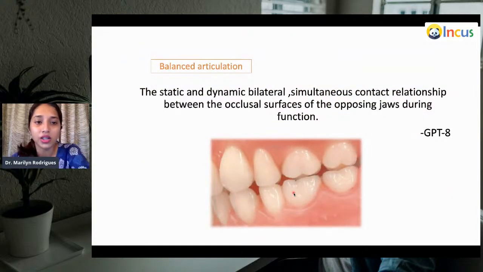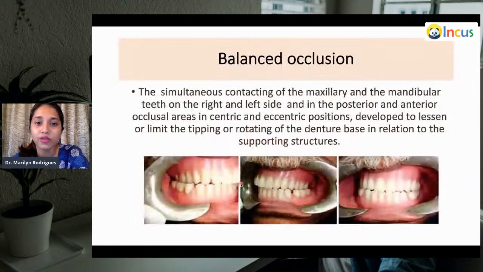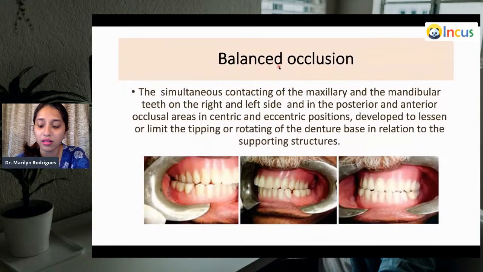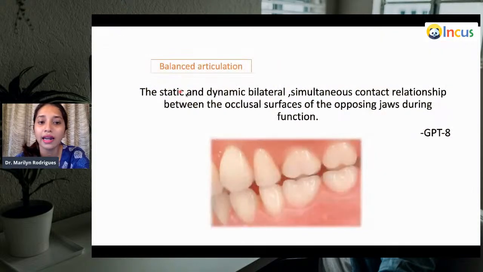Now, that was the definition of balanced occlusion. Balanced articulation is the static and dynamic bilateral simultaneous contact relationship between the occlusal surfaces of the opposing jaws during function. Basically, this is static and dynamic. Occlusion is just the static position. This is static and dynamic. That's why it's called articulation.